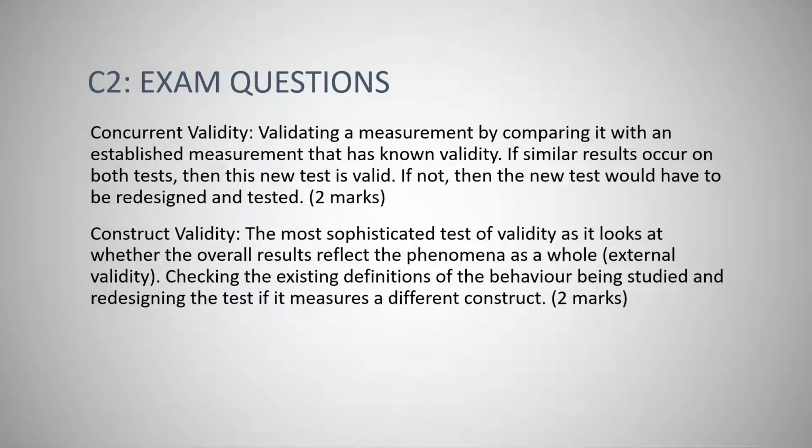Concurrent validity is validating a measurement by comparing it with an established measurement that has known validity. If similar results occur on both tests, then this new test is valid. If not, then the new test would have to be redesigned and tested. There's 2 marks. Construct validity is the most sophisticated test of validity, as it looks at whether the overall results reflect the phenomena as a whole, checking the existing definitions of the behavior being studied and redesigning the test if it measures a different construct.